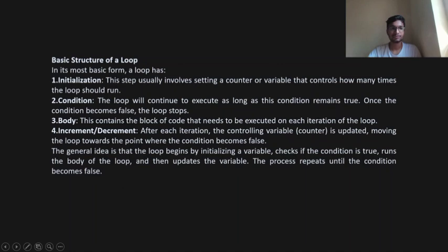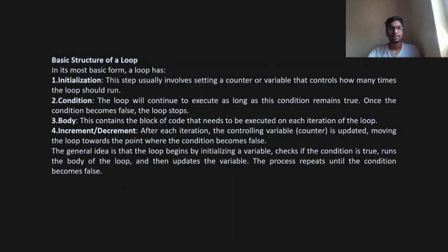Basic structure of a loop. In its most basic form, a loop has initialization, condition, body, and increment or decrement statement. Initialization. This step usually involves setting a counter or variable that controls how many times the loop should run. Condition. The loop will continue to execute as long as this condition remains true. Once the condition becomes false, the loop stops.